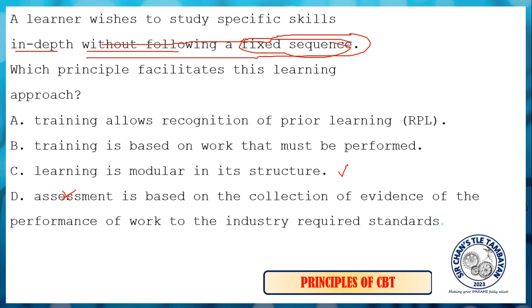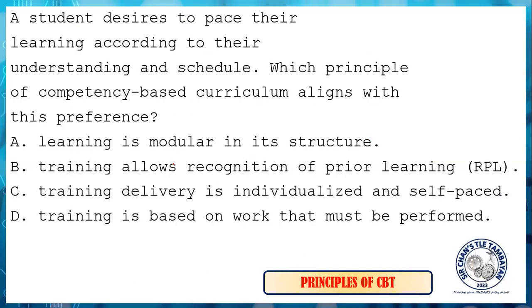Next, let's proceed. Question number 2. The next question talks about this: a student desires to pace their learning according to their understanding and schedule. I cannot guide you. I cannot tell you when to complete that because I will not violate the principle of CBT. According to them, a learner wants to learn based on their own understanding and schedule. Which principle aligns with this concept?